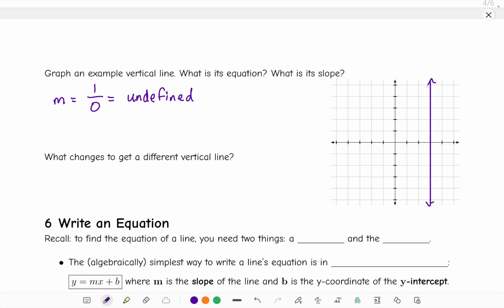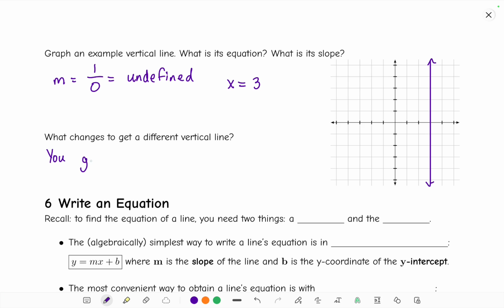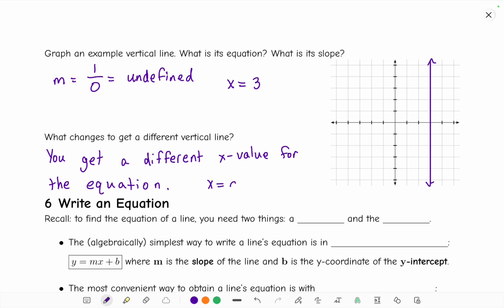And for similar reasons, because they all have the same x value, the equation is x equals, in this case, 3. So you get a different x value for the equation. So then we say x equals a is the equation of a vertical line. And that is it for part 2 of section 5.2.